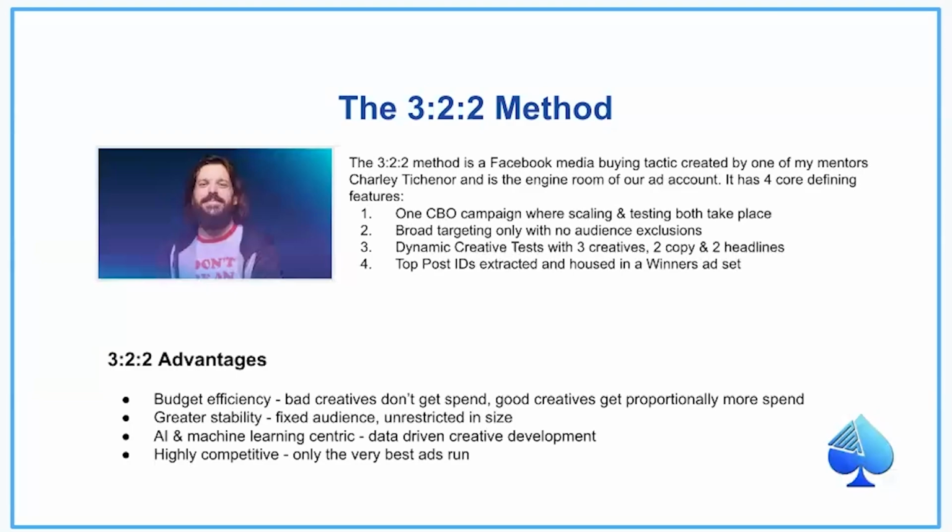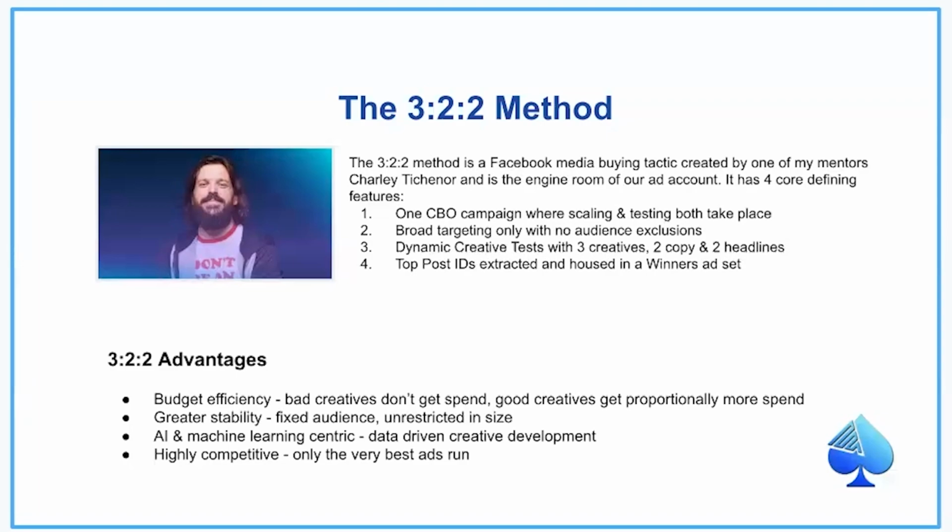Now, there's a couple of advantages to this. The first one is that it is budget efficient because bad creatives don't get any spend and good creatives get proportionally more spend. That's the whole nature of the CBO setup. Remember, as we spoke about before, you're giving Facebook the control of where it spends your budget. And if you're testing within that, it means if you find something that's good, it can direct the budget towards that. And likewise, if that thing wasn't good, it's not going to give it any budget.